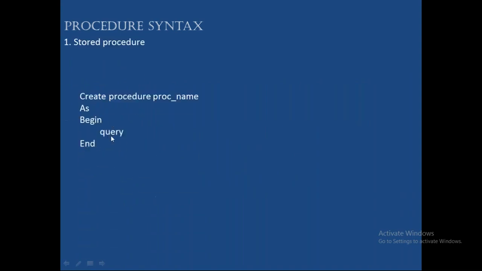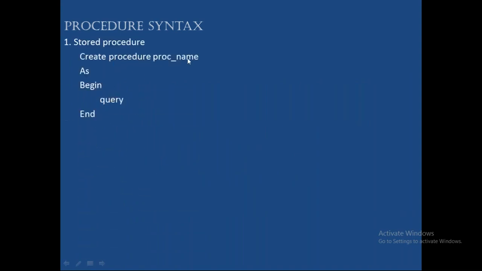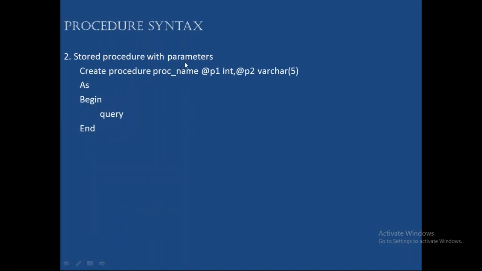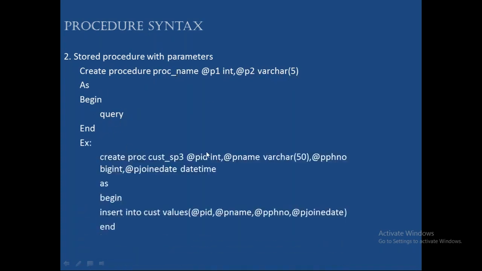Next, procedure syntax, you know: create procedure name as begin end. This is the query: select star from first. It is going to give you all these things. Instead of that, I want to go with a parameterized stored procedure. Create procedure name p1 int, p2 varchar as begin end. In this query, you are going to write something like this: create proc, and you are going to take all the parameters. Those parameters you are using to insert the record.